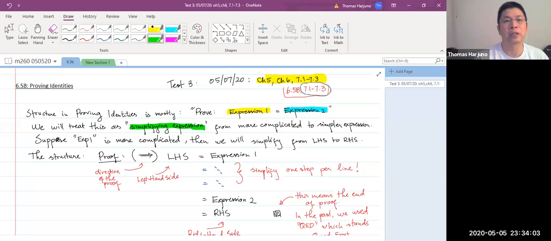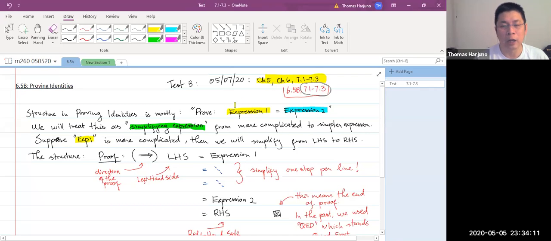Suppose, for example, expression 1 is the more complicated one. So I will move from expression 1, use this identity, use that identity, use this kind of algebra, that kind of algebra, and then we simplify from left-hand side to right-hand side.